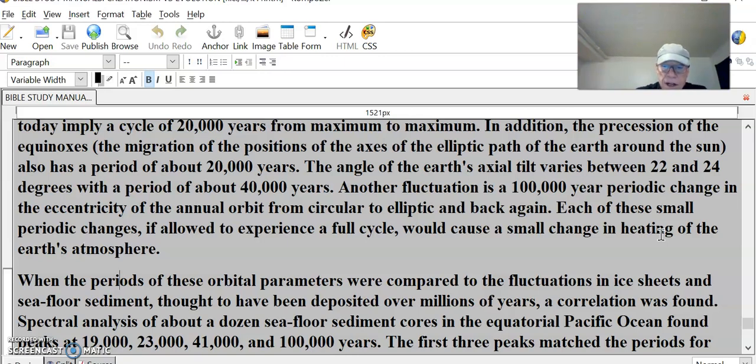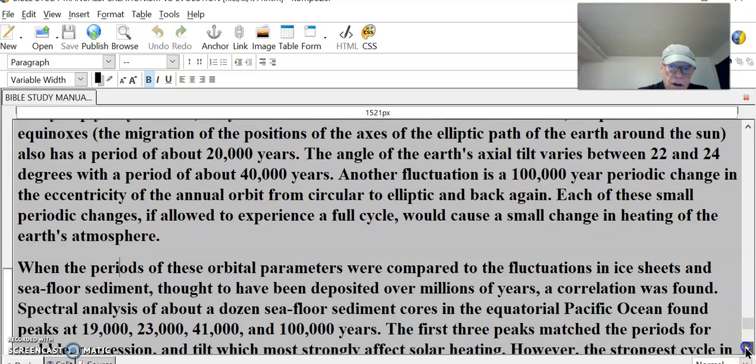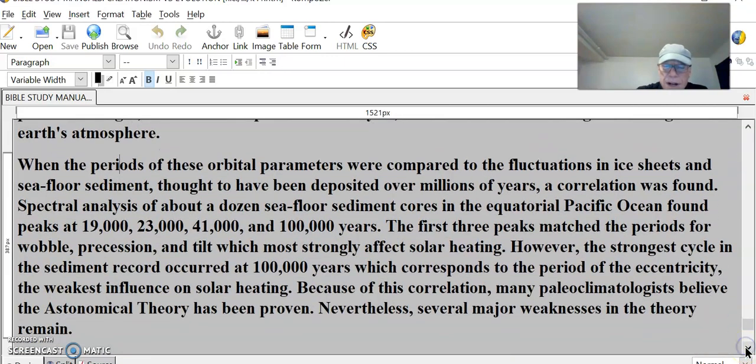41 in 100,000 years. All this, if you look at it closely, and only experts go into this stuff, they say, well, what does this mean and that? And they're being academic, but are they? The first three peaks match the periods for the wobble, precession, and tilt, which most strongly affect solar heating. However, the strongest cycle in the sediment record occurred at 100,000 years, which corresponds to the period of the eccentricity, the weakest influence on solar heating.